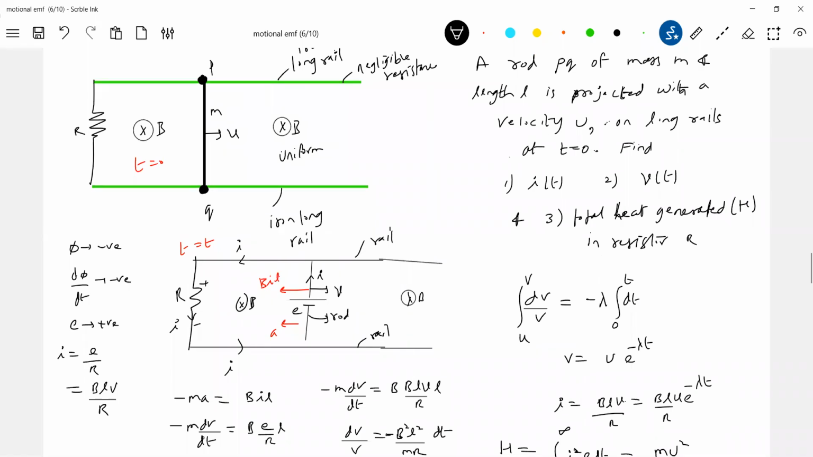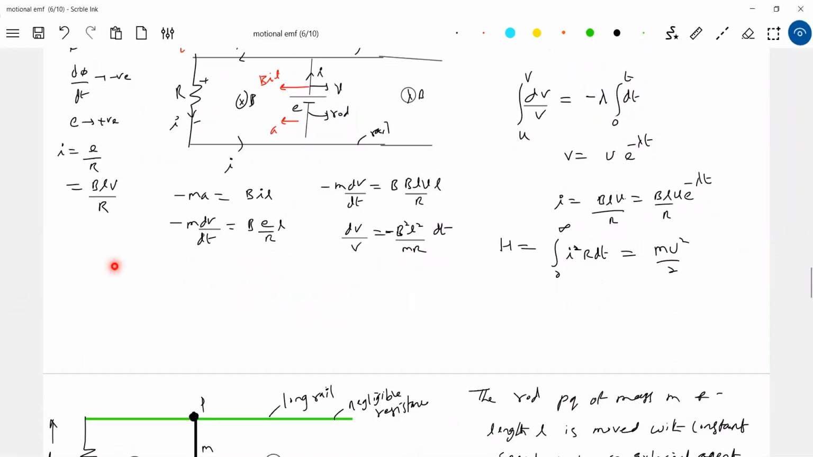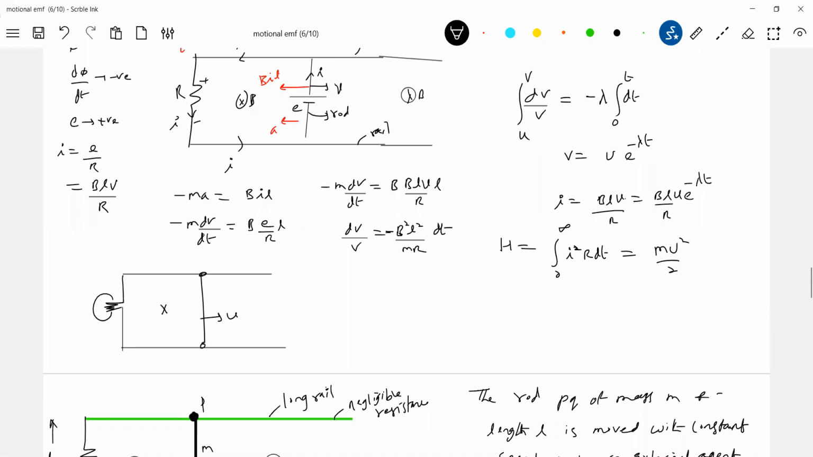So let's assume this is a bulb. You project the rod with a speed u. Then what will happen to the intensity of the bulb? What will happen to the brightness of the bulb? It will gradually decrease, no? So let instead of R, let this be a bulb. These are the questions which are troublesome for you. In place of the resistor, they'll give a bulb and these are the rails. The bulb will have a resistance, and there's a rod PQ.